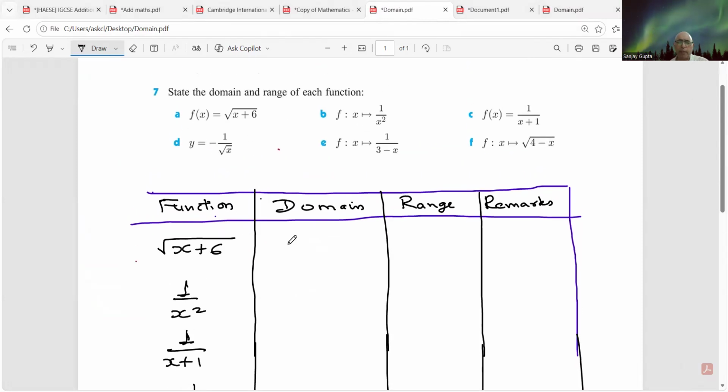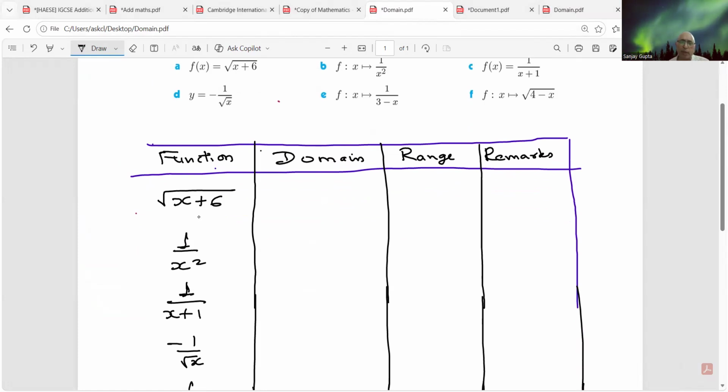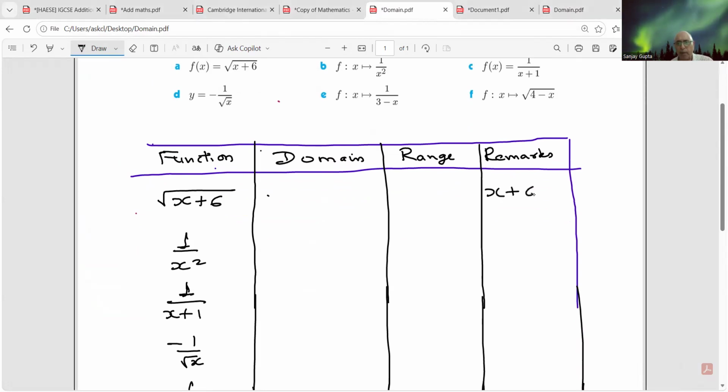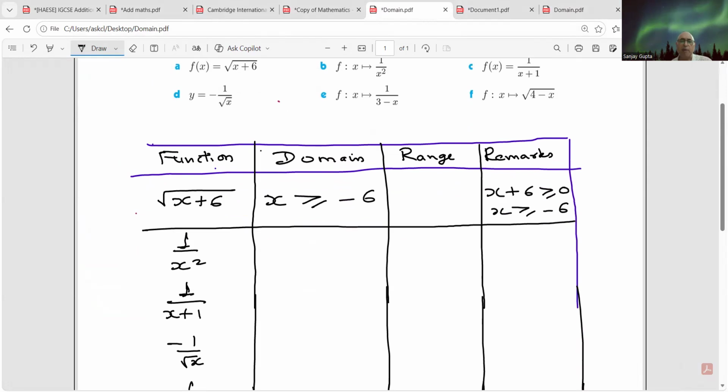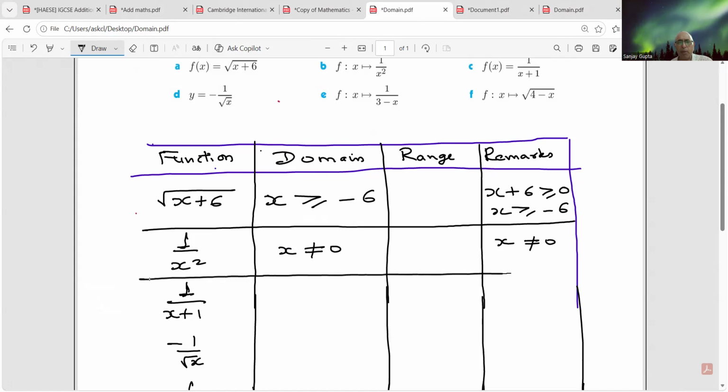We have square root of x plus 6. Now it is a square root, and therefore, as we have seen, the square root can't be negative. So x plus 6, therefore, has to be either 0 or greater than 0. That means the domain is x greater than or equal to negative 6. Second, 1 over x square, and there is a denominator x square appearing and x can't be 0. Right? So the domain is x not equal to 0 because that makes the denominator go to 0.